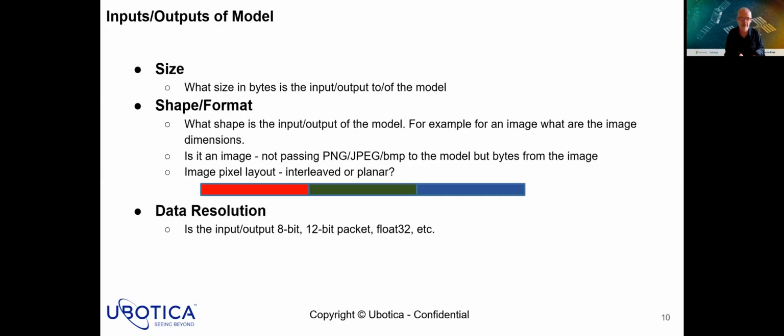Okay, so key questions are: what's the size of the input and output of the model, in terms of the input tensor and output tensor? What's the shape of it? And what's the pixel layout? Is it RGB? Is it BGR? Is it planar, so that all the red pixels come first, then the green pixels and the blue pixels, or is it interleaved, so red pixel, green pixel, blue pixel, and so on? And then the other thing is the data resolution. Are you training in 8-bit? Are you training in 12-bit? Are you training in FP32 float, etc.? And then how do you map that?